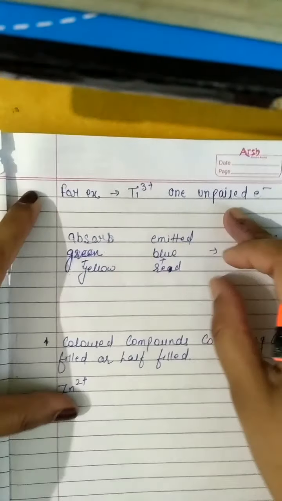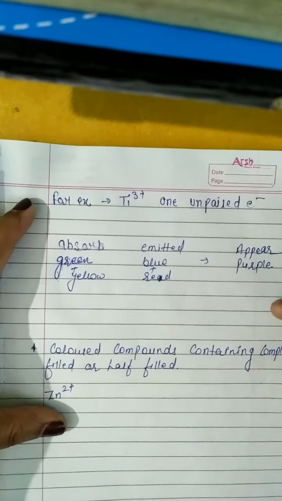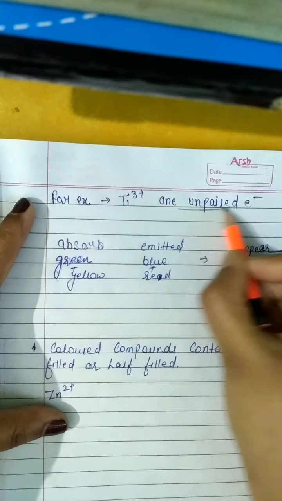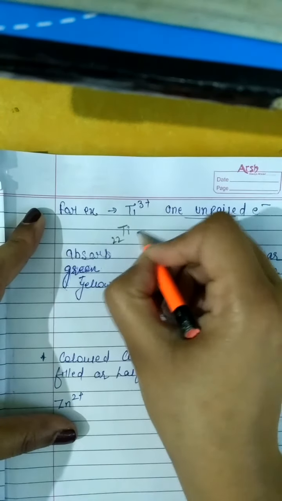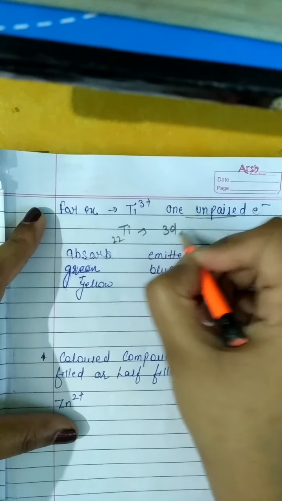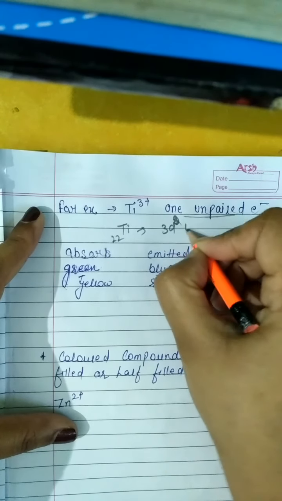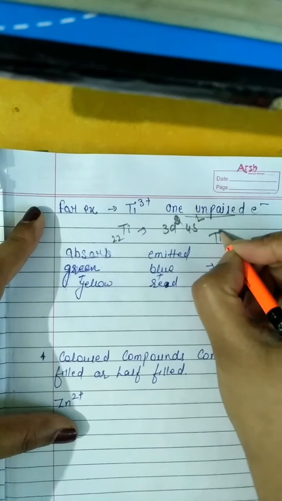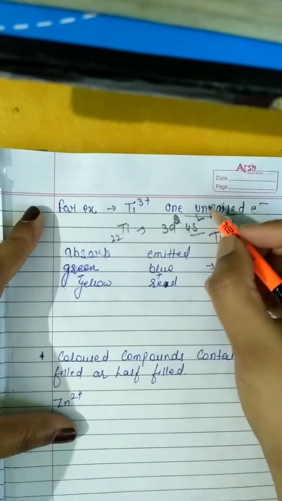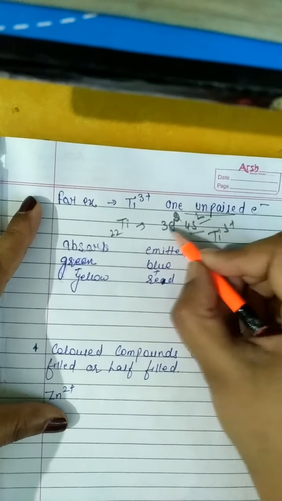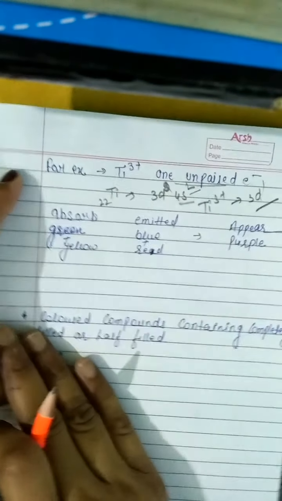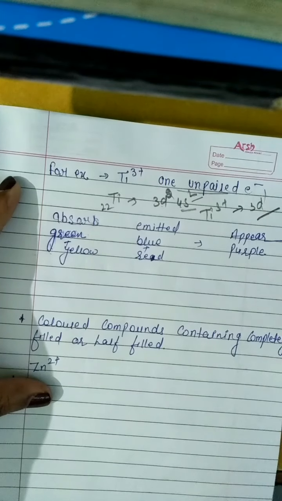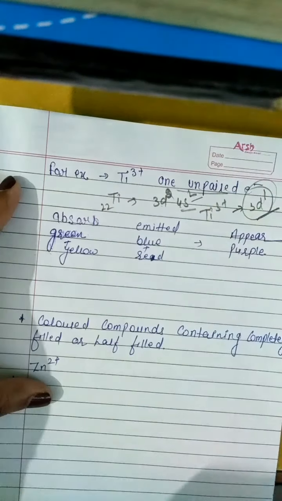Next, if we talk about titanium, titanium has one unpaired electron. Its atomic number is 22, and the configuration is 3d2 4s2. For titanium 3 positive, 2 electrons we have to remove from the s orbital and 1 from the d orbital. Then it becomes 3d1.